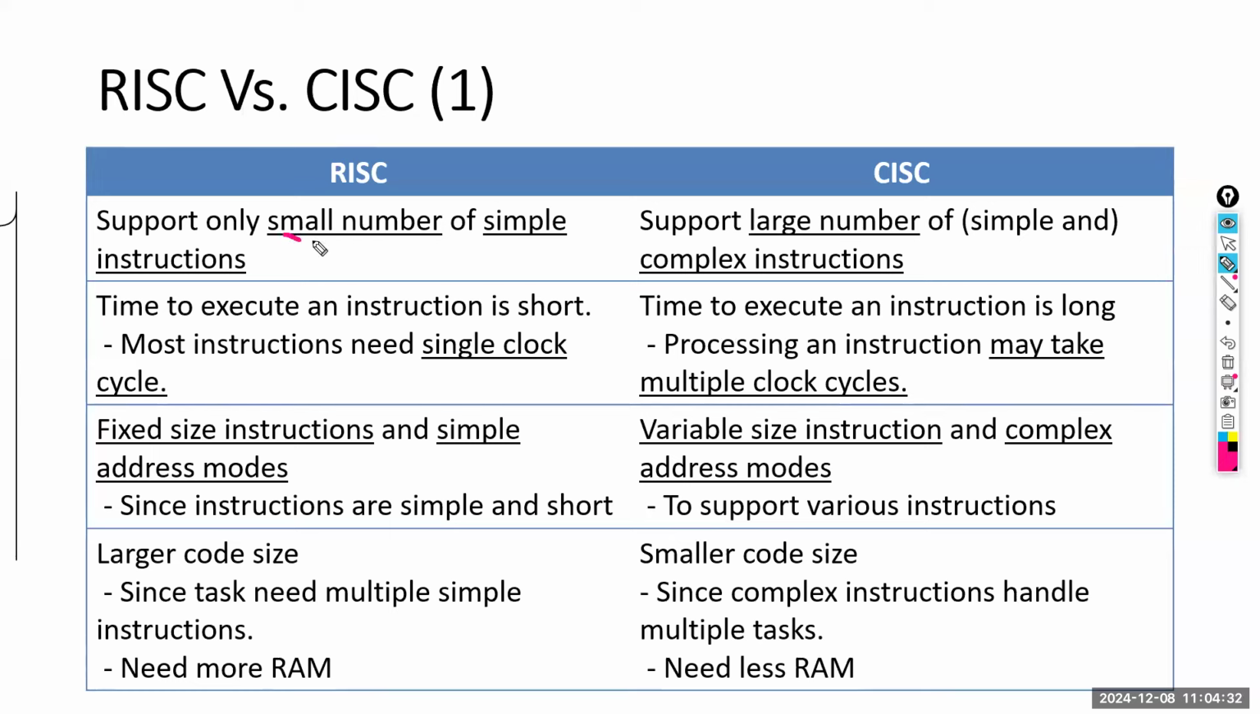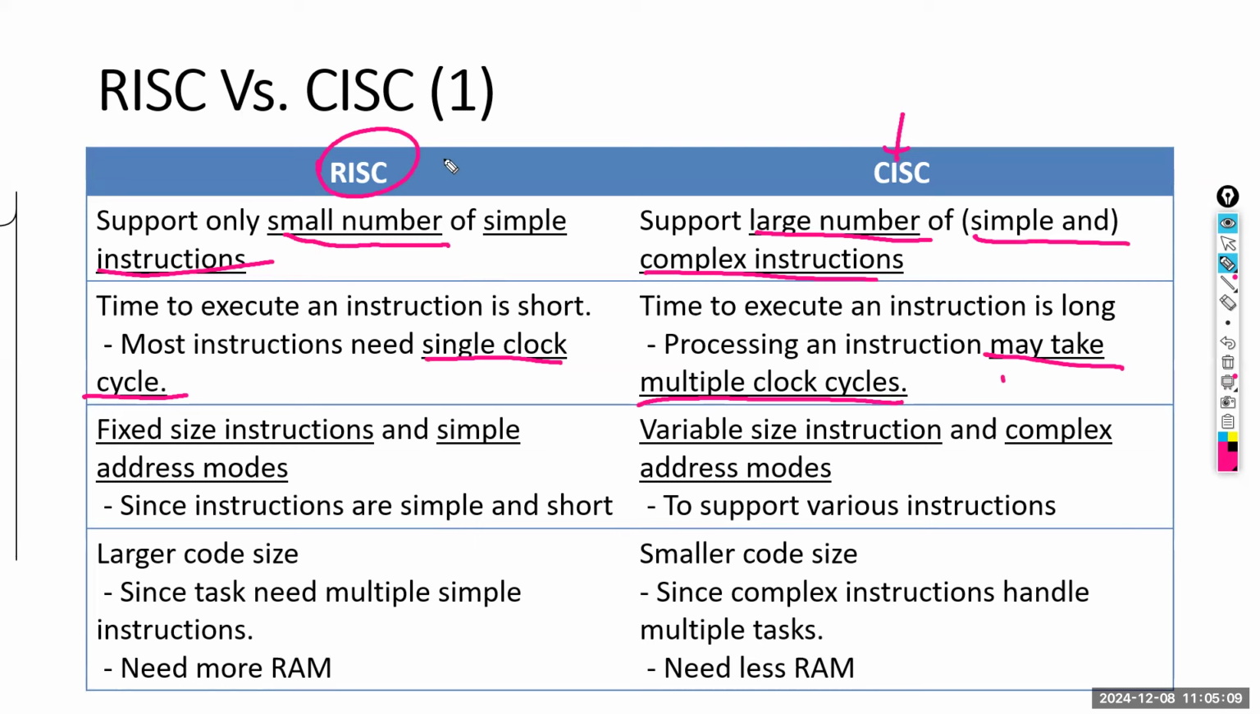RISC supports a small number of simple instructions. That is why we call it RISC, reduced instruction set computer. CISC supports a large number of both simple and complex instructions. That is why we call it CISC. Because RISC instructions are simple, in a single clock cycle most of these instructions can be executed. But when you execute some of the CISC instructions, because they are so complicated, sometimes multiple clock cycles are required to execute one such complex instruction.